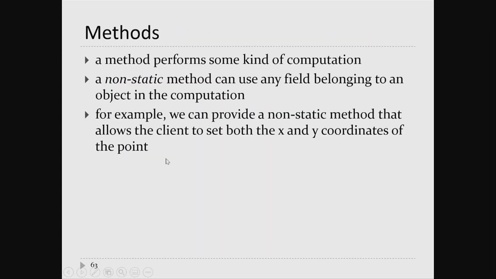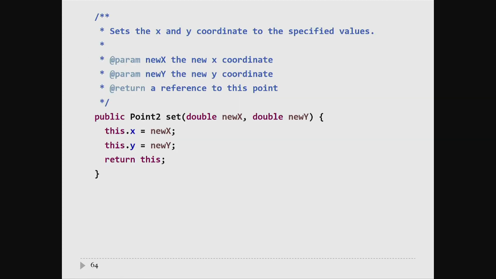Okay, so for example, we can provide a non-static method that allows the user to set both the x and y coordinates of some point. So in the point2 class, I'm going to create a method where the caller can set the coordinates of the point. So what does this look like?